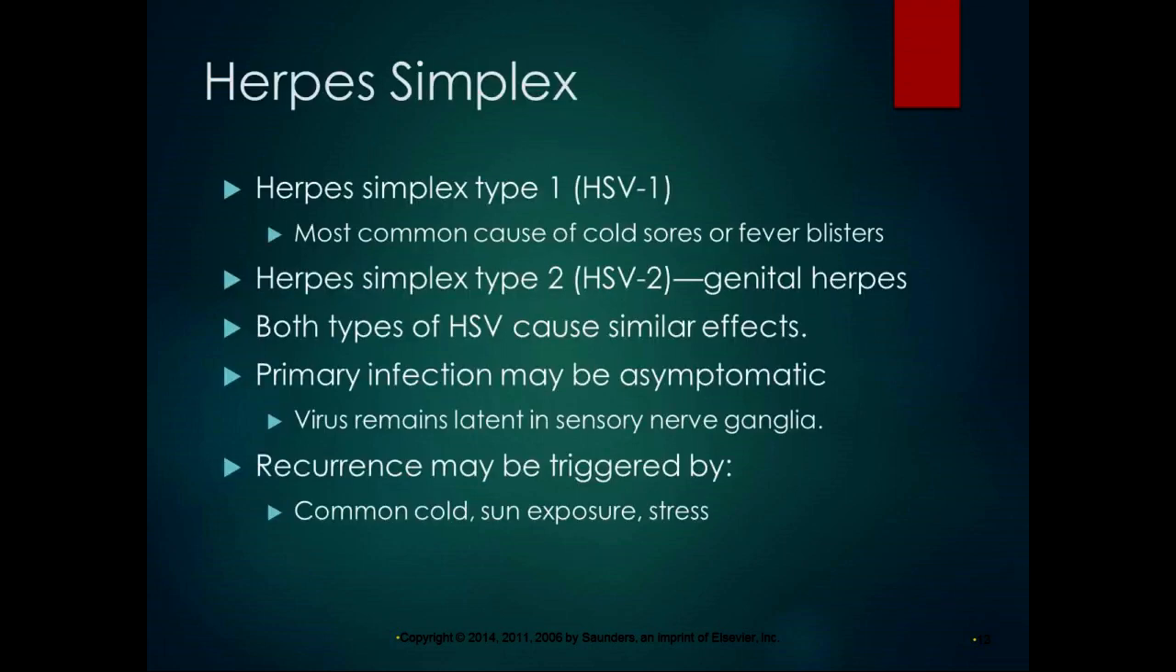Herpes simplex type 1 is the most common cause of cold sores or fever blisters. Herpes simplex type 2 is the cause of genital herpes. Both types of herpes simplex virus cause similar effects, just in different areas. The primary infection may be asymptomatic, and just like chickenpox, the virus remains latent in sensory nerve ganglia. And recurrence may be triggered by a common cold, sun exposure, or stress.